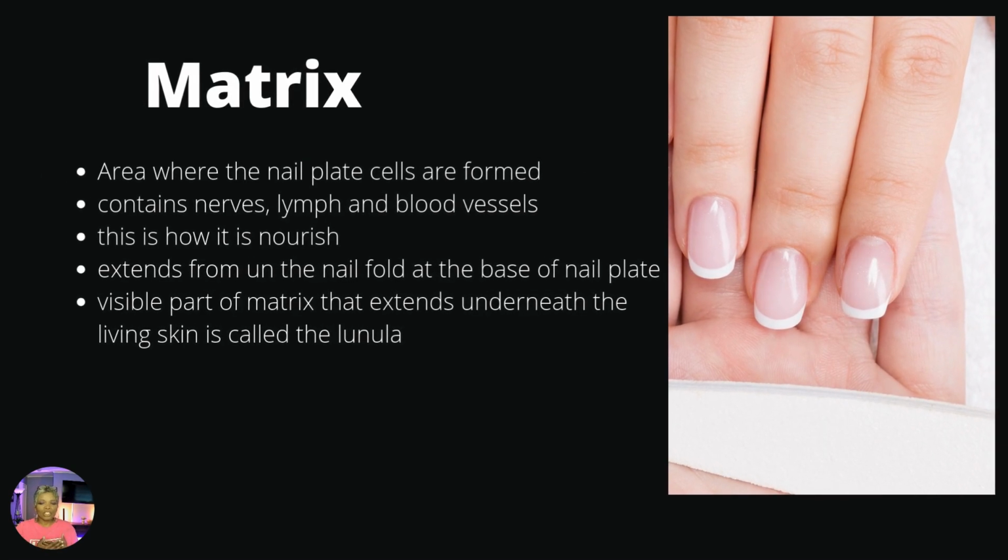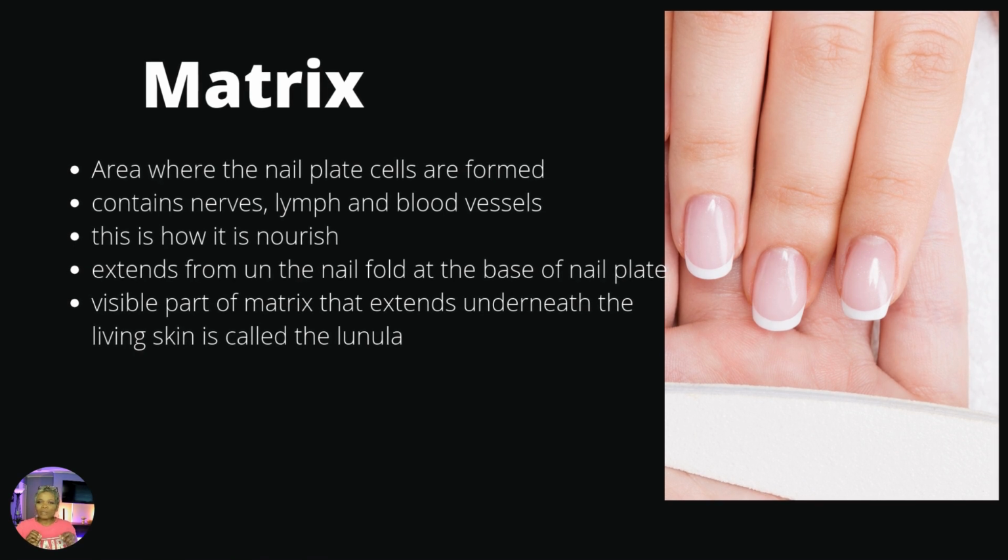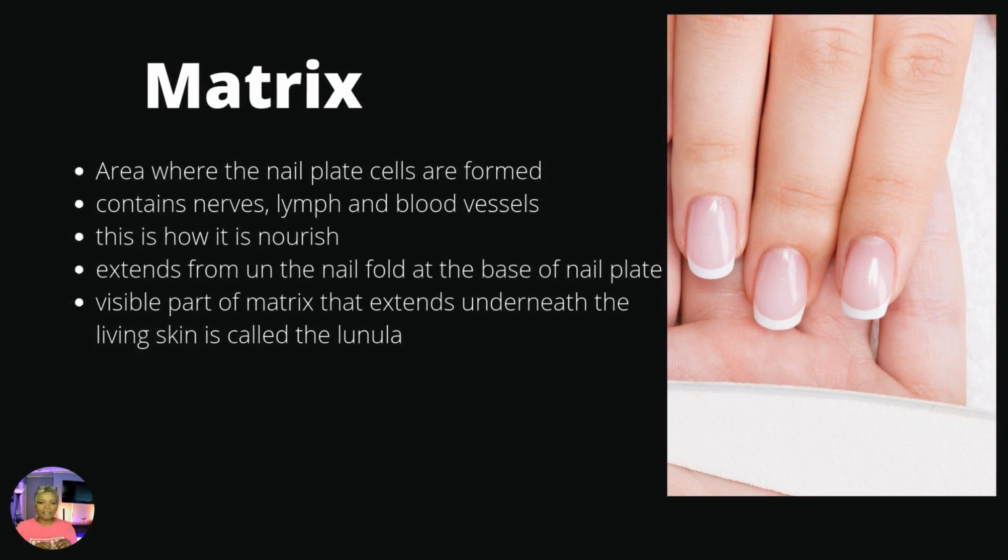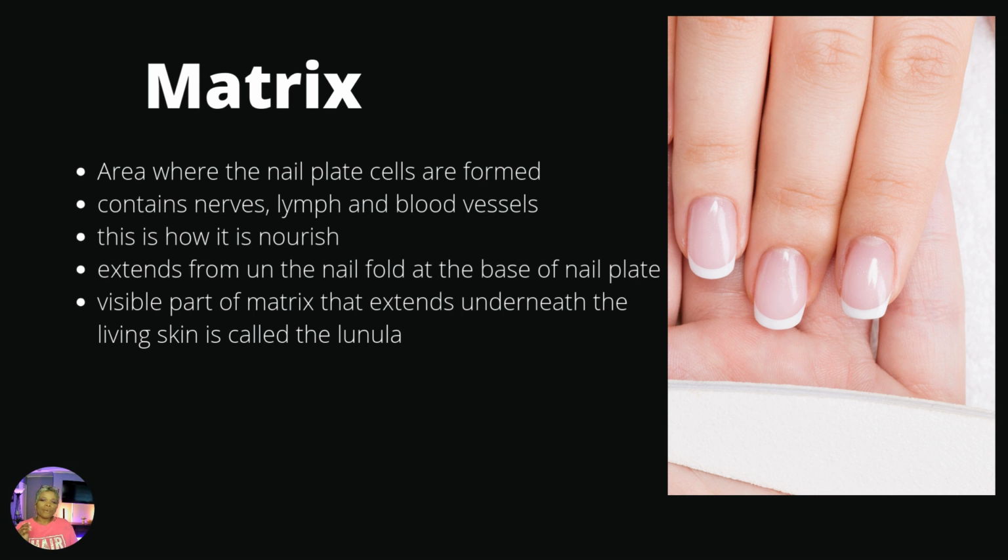Now let's look at the matrix, because everybody's matrix may be designed a little bit differently. That's the area where the nail plate cells are formed. It also contains nerves, lymph, and blood vessels, and this is how our nails get their nourishment. It extends from the underside of the nail fold at the base of the nail plate, and the visible part of the matrix that extends underneath the living skin is called the lunula.